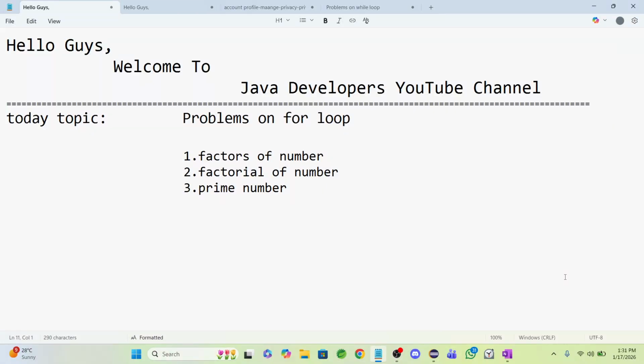Today we are discussing problem number 3, and that is prime number. A number is said to be prime when it is divisible only by 1 and itself. Already we know the definition, and let's go for the intuition.